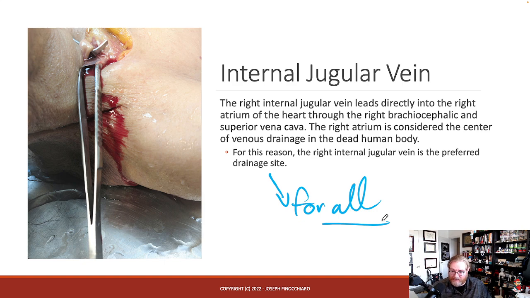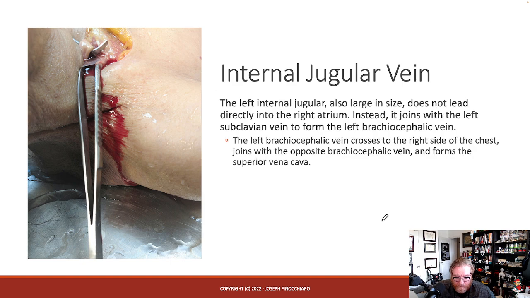There are people who inject from the femoral and drain from the internal jugular, which is known as a split point injection, and there are reasons that is good and there are reasons why that's bad. But the moral of the story is they're taking advantage that this is the best place to take drainage. The left internal jugular, which is also large in size, does not lead directly into the heart. Instead, it joins with the left subclavian vein to form the brachiocephalic vein, left brachiocephalic. Moral of the story, on the right side, it goes right into the heart, you get the best drainage. On the other side, you don't get that. That's the moral of the story.